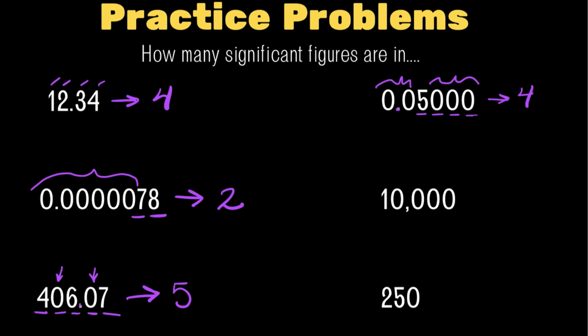Here we have a whole number with no decimals. Therefore, these trailing zeros are not significant. So we only have one significant figure. Same goes for this example. We would have 2 significant figures since we wouldn't count that zero right there.